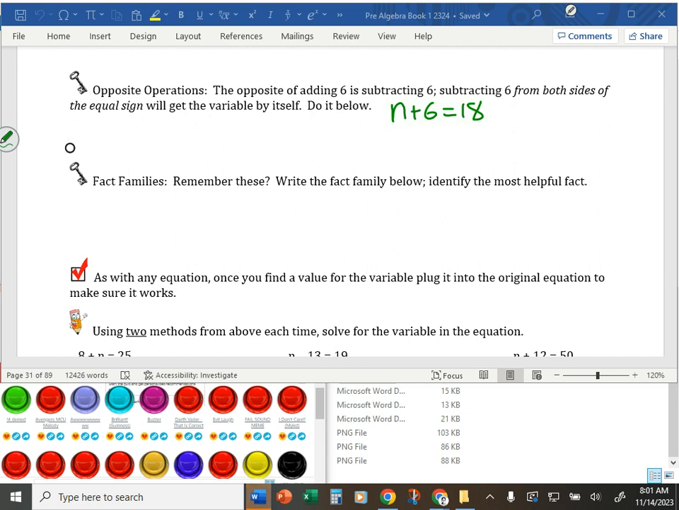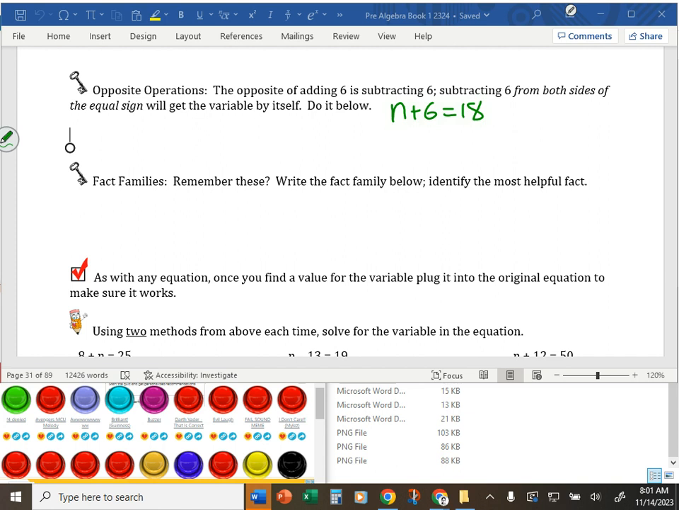What about guess and check? Guess and check, does it work? Sure. Is it very efficient? No. And if you start getting decimal answers or fraction answers like 7/12, good luck guessing and checking something like 7/12, okay? So having this opposite operations method is the way to go.